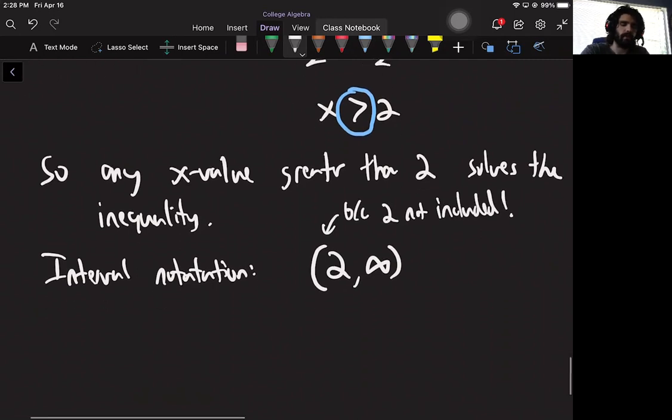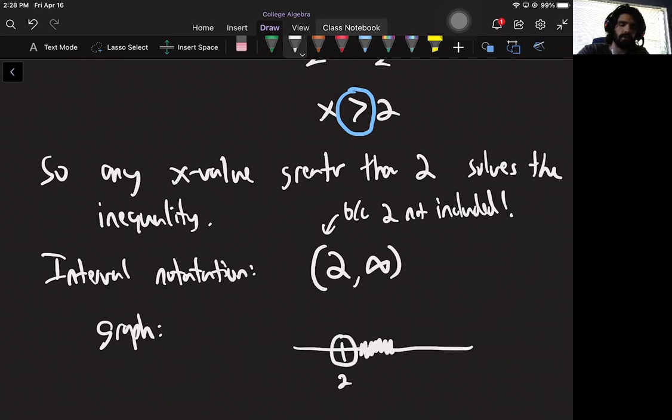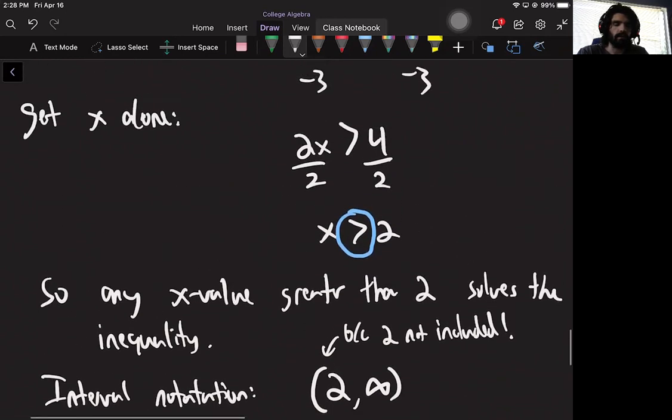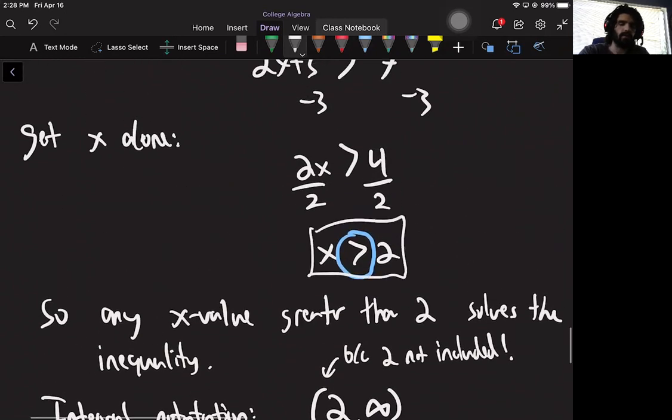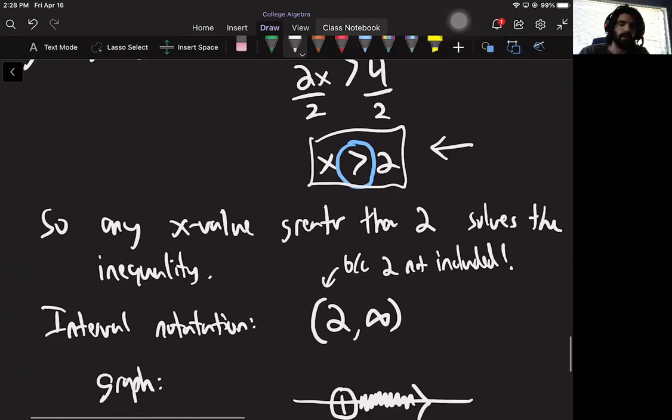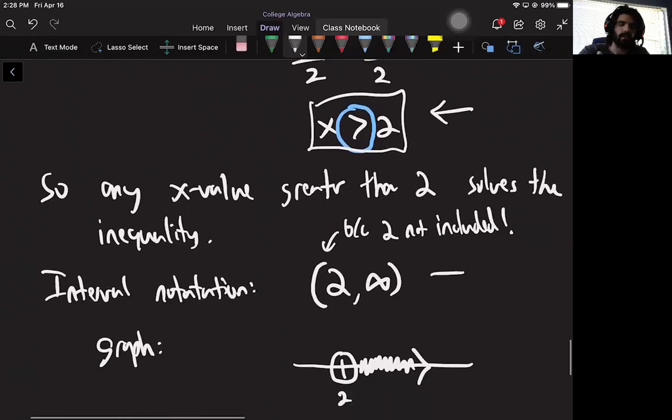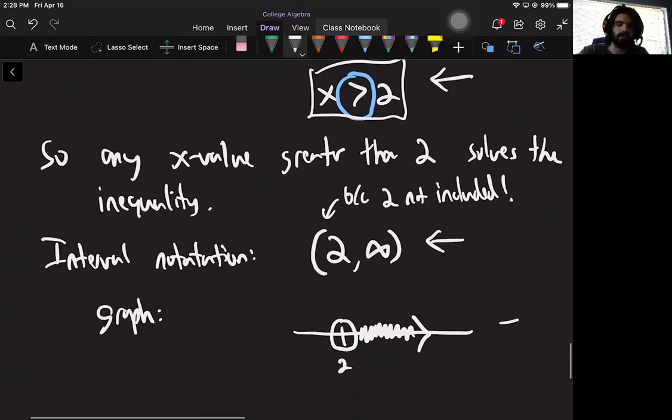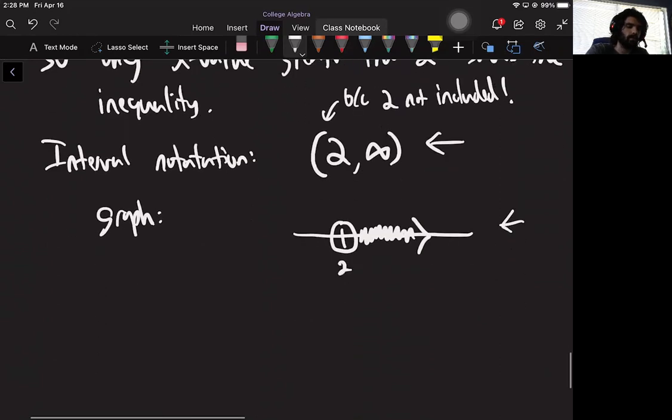And then graphically, I can also say the same numbers by what I did before. So here's 2. I don't bubble it in, and I just shade to the right. So all I'm doing is saying all the numbers bigger than 2 in 3 different ways. This is the first way, that's just saying it. This is the second way in interval notation, and then this is the graphical way. That's what we are expected to do.